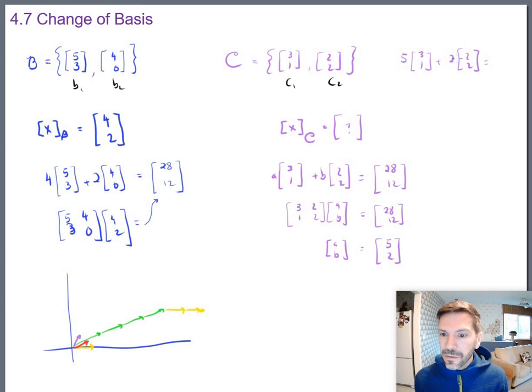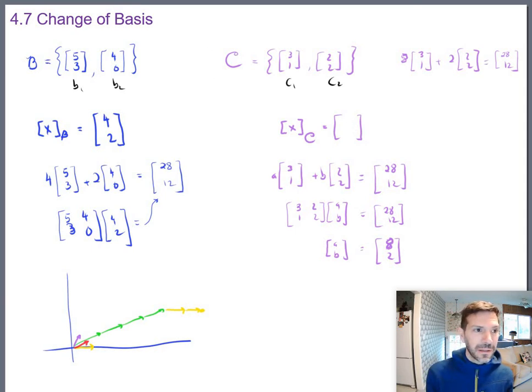So let's see, 15 and 4 is 19, something's not right there. Oh, sorry, this was not 5. That's what I get for trying to memorize. This works out to 8. Now let's check this. 24 and 4 is 28 on the top. And 8 and 4 is 12 on the bottom. Okay, fair enough. So we had the coordinates in B, and now we have figured out the corresponding coordinates in C, which ended up being 8, 2.